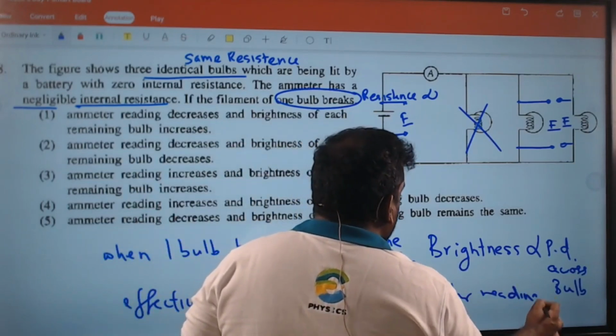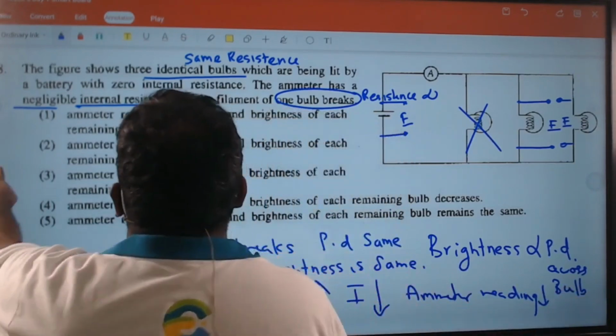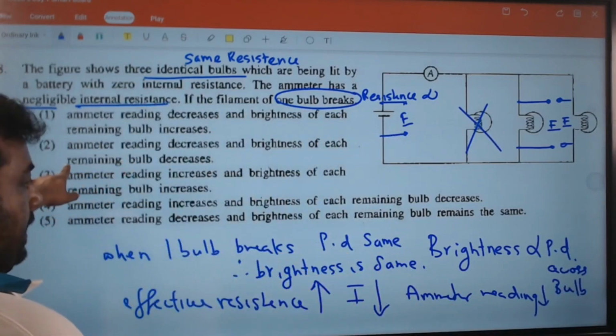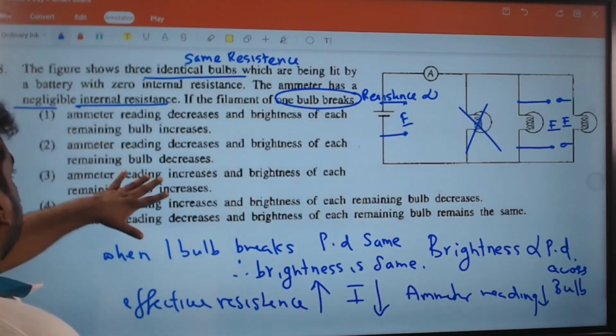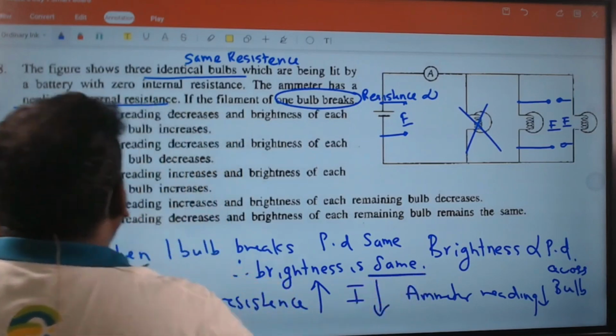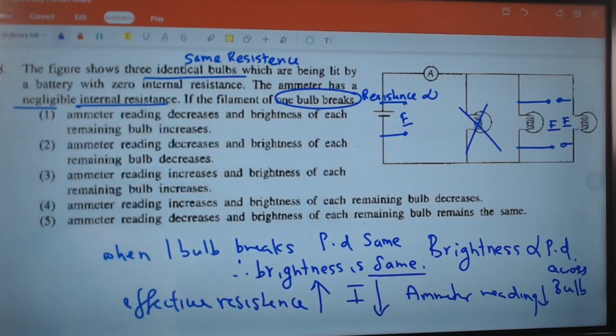So brightness is same, ammeter reading decreases. This is wrong, this is wrong, this is wrong, this is wrong. Correct answer, answer number 5.